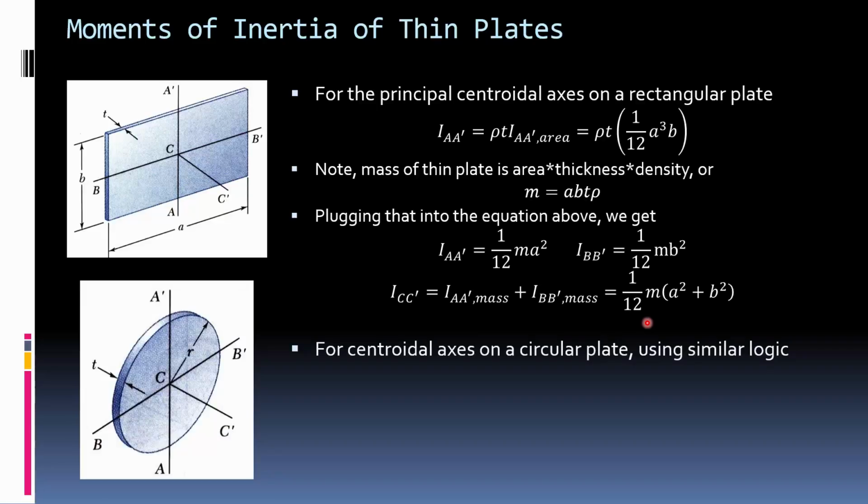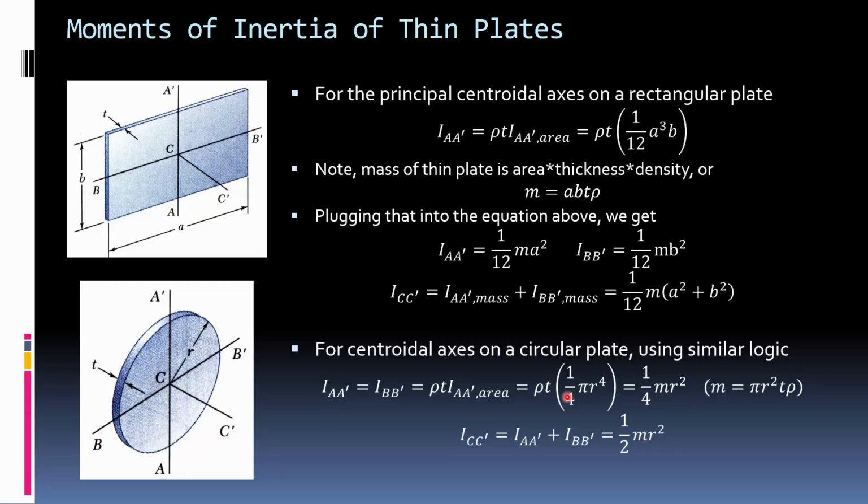For a centroidal axis on a circular plate, it's using similar logic. Do the same basic idea. We're going to find that I_A is I_B through symmetry. So it's rho t times 1/4 pi r to the fourth. But again, remember the mass is the area, pi r squared, times the thickness times its density. So that cancels out on this end, and you end up with the mass moment of inertia of this axis, the x or y axis basically, is 1/4 m r squared. So you notice this r to the fourth goes away because of this r to the fourth in here. So it's 1/4 m r squared.